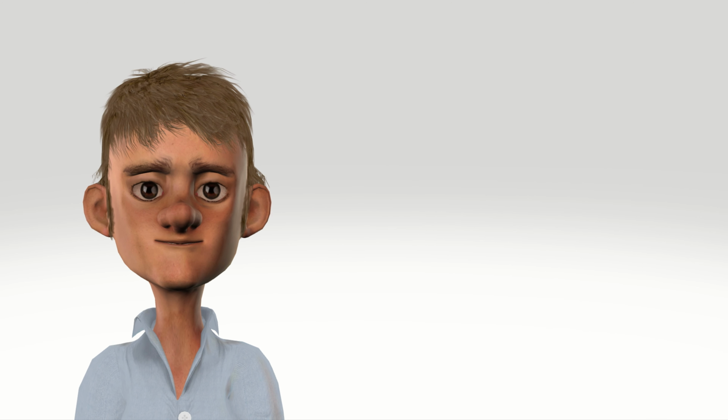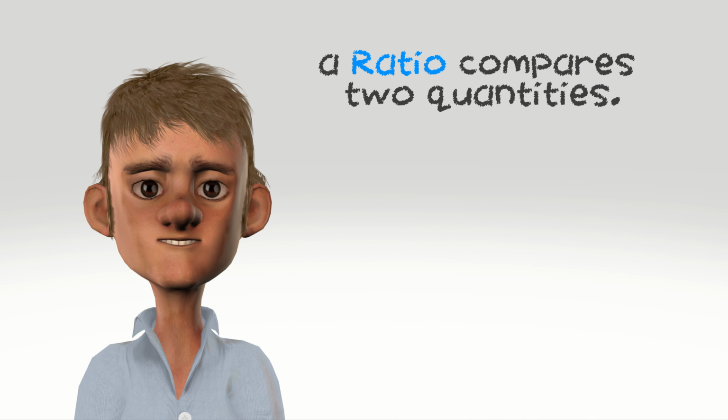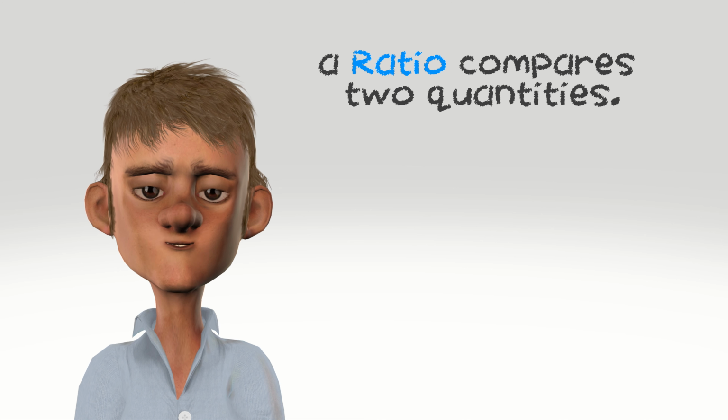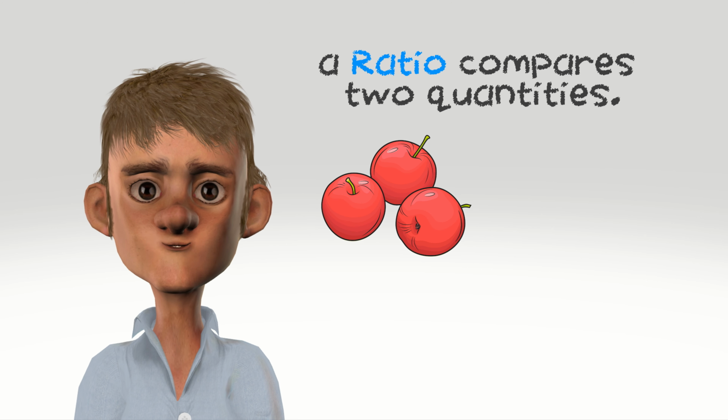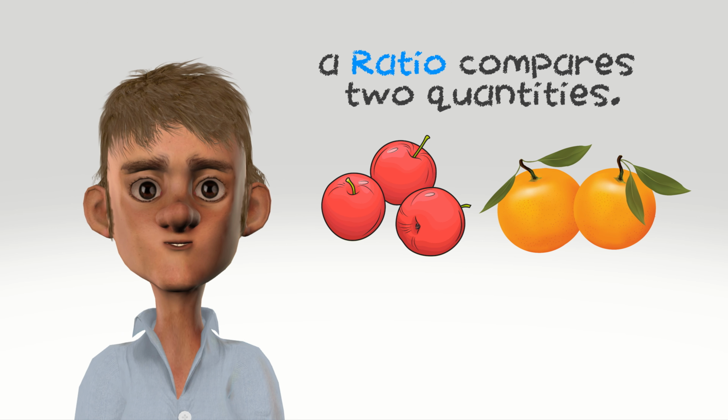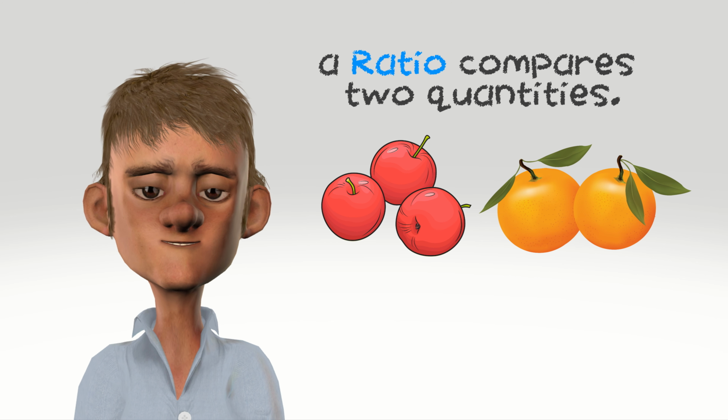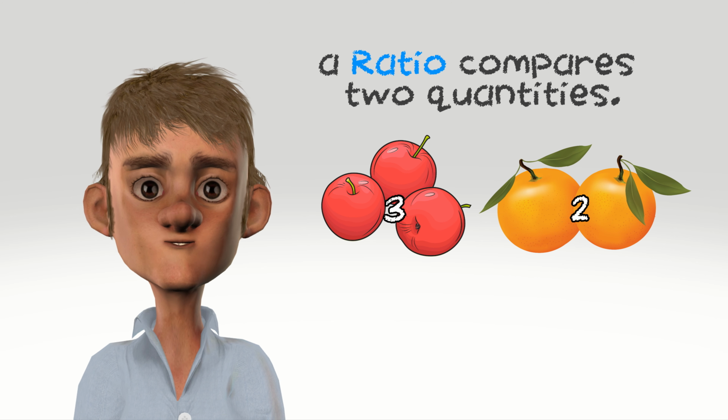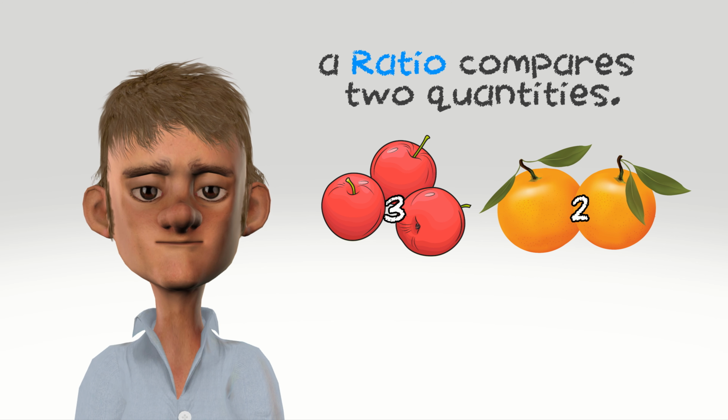First things first, what is a ratio? Simply put, a ratio compares two quantities. For example, if you have 3 apples and 2 oranges, the ratio of apples to oranges is 3 to 2. Think of it as a math way of showing relationships.